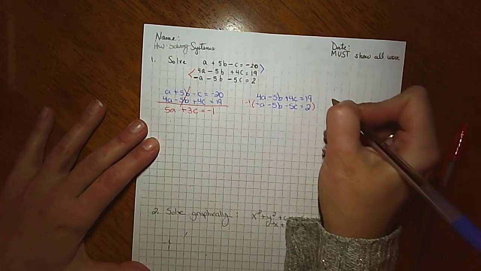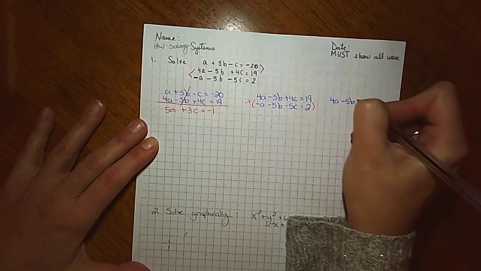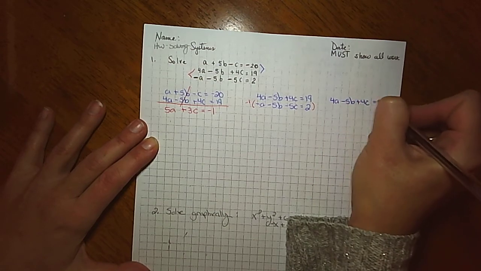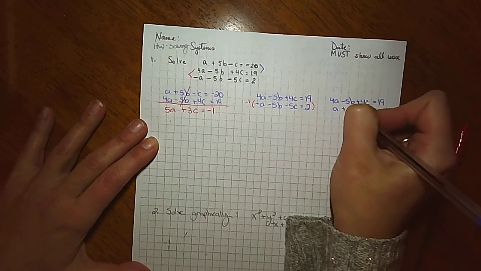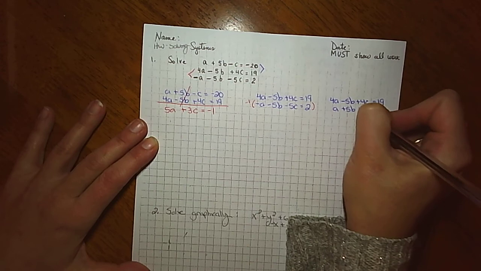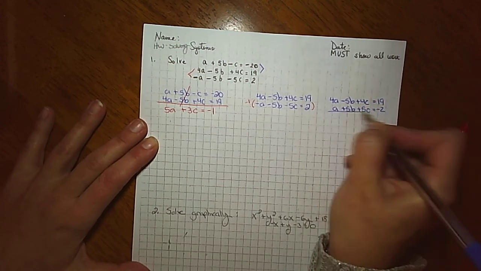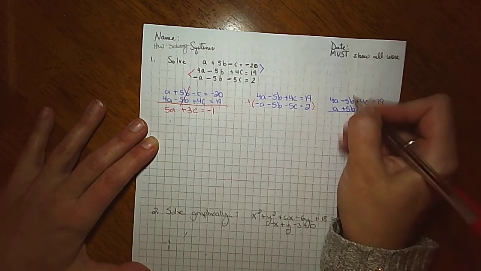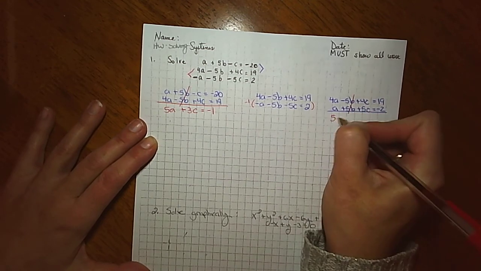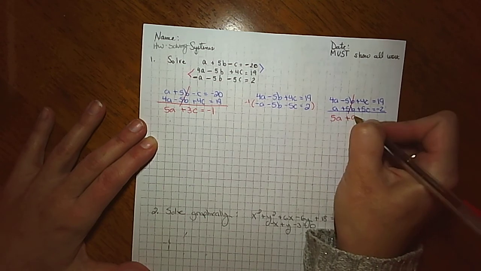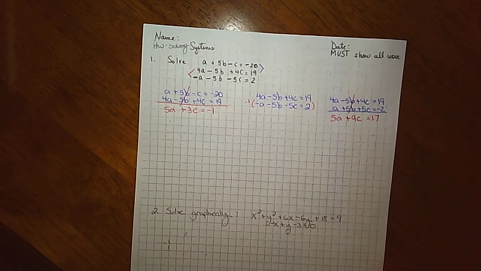So now this becomes 4A minus 5B plus 4C equals 19. This now becomes positive A plus 5B plus 5C equals negative 2. Putting them together now, we eliminate our B's, which is what the goal was, and we end up with 5A plus 9C equals 17.